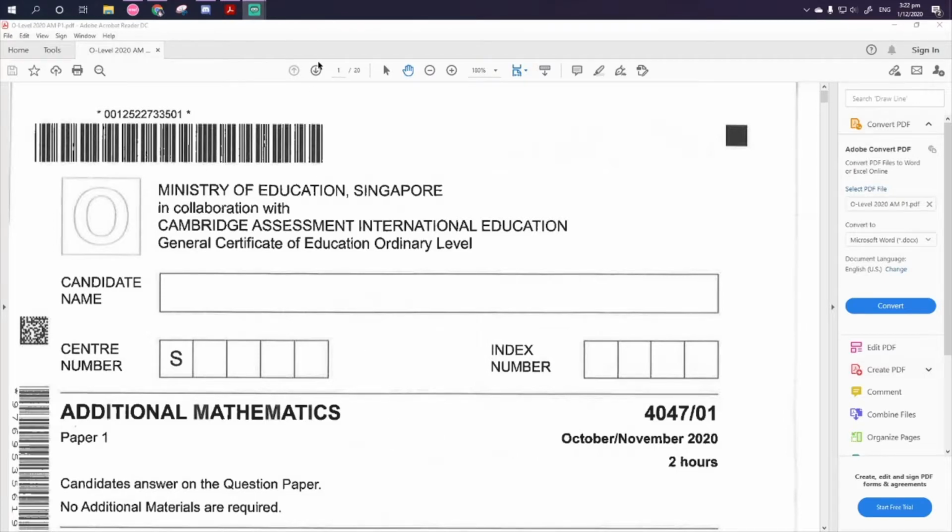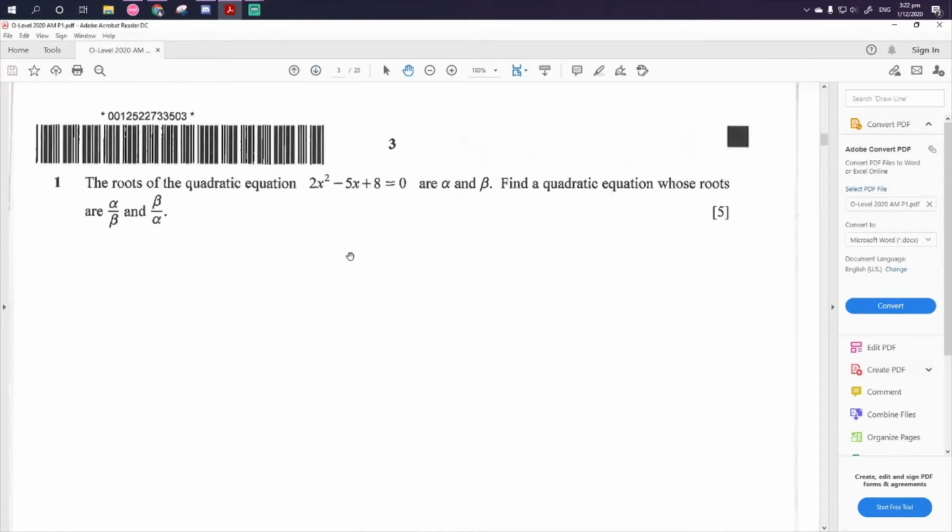So let's get started. The first question is alpha beta. If you are going to take syllabus 4049, this question does not apply to you. The roots of the quadratic equation 2x squared minus 5x plus 8 equals 0 are alpha and beta. So find the quadratic equation whose roots are alpha over beta and beta over alpha.